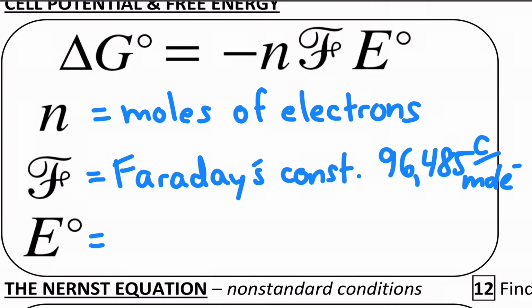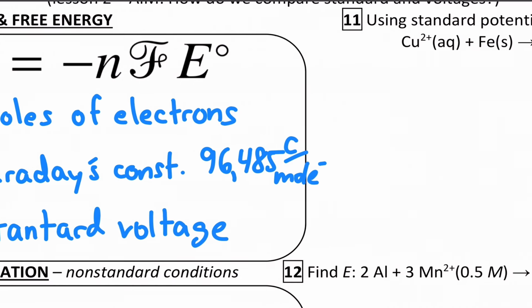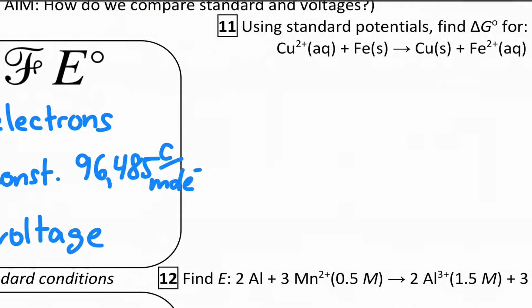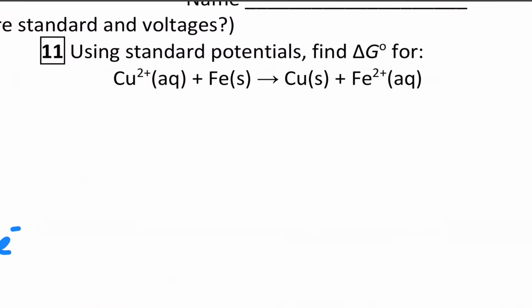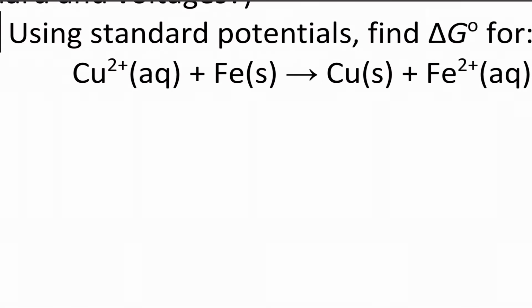And this E with the superscript 0 means standard voltage, standard potential. We'll say voltage, which we get from tables of half reactions. So let's see how we use this right away. Using standard potentials, find delta G standard for this redox reaction involving copper 2 and iron becoming iron 2. For each one, let's write out the half reaction that occurs.